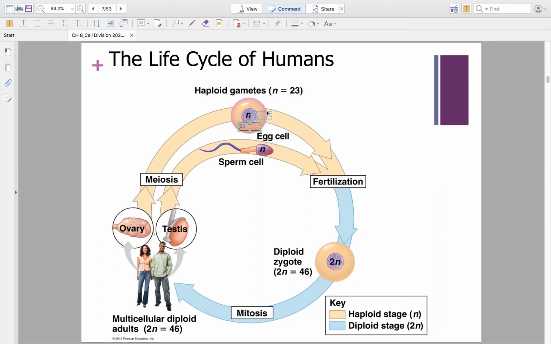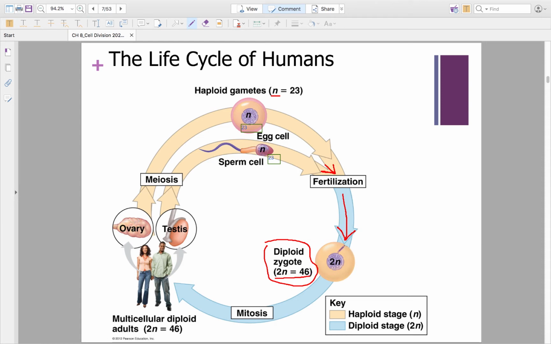So this is technically n equals 23. They expect you to just know that it's haploid when you see n. So there are 23 chromosomes in that egg and 23 in that sperm. They're going to fuse together through fertilization, and everyone begins life as a single-celled diploid zygote with 46 chromosomes. So yes, it's 2n equals 46.